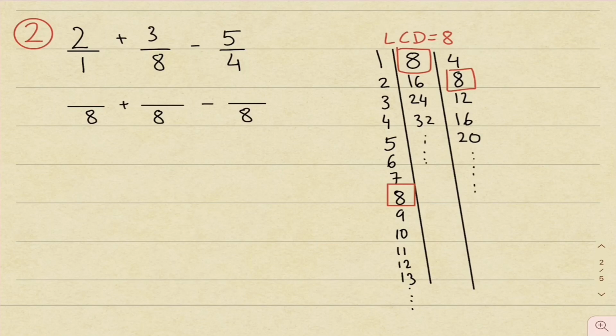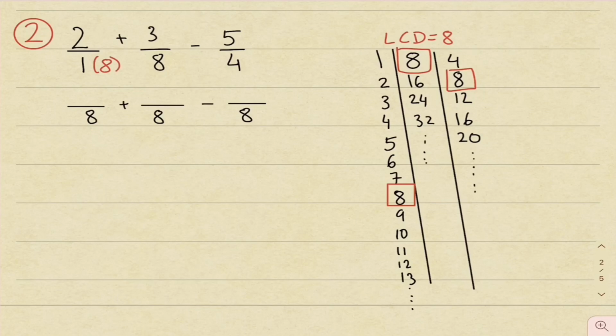Now how do I find the top? So to make this one 8, I have to multiply it by a number. If I don't know that number, the list is going to help me. I'm going to start counting down from 1 up to the LCD that I just found. So 1, 2, 3, 4, 5, 6, 7, 8. So to make this 1, 8, I have to multiply by 8.